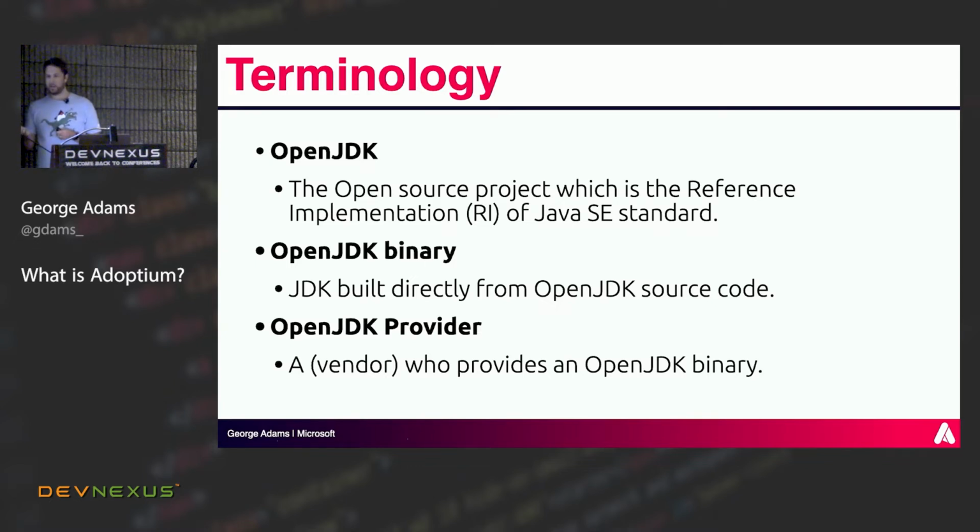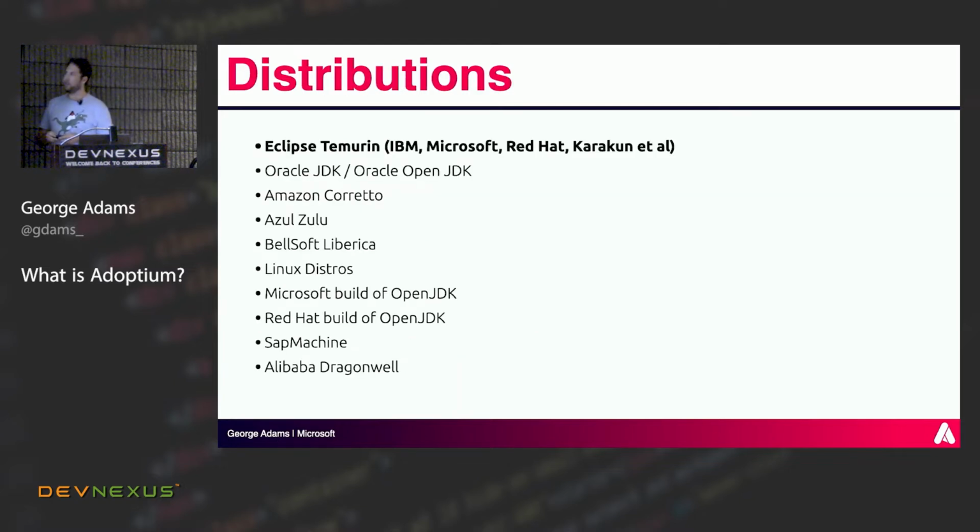If you want to download something, you download an OpenJDK binary, which is something that's been built from such source code. And of course, you then have a provider, which is somebody that builds that and turns it into a binary. So for example, Oracle, Azure, Microsoft. So there's lots of distributions out there. Out of interest, what distributions are you using?